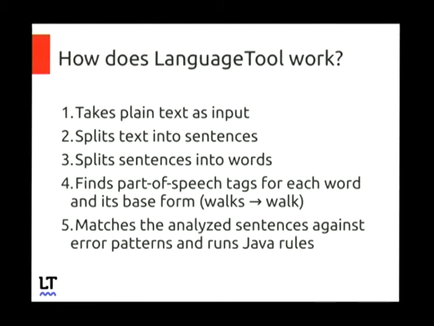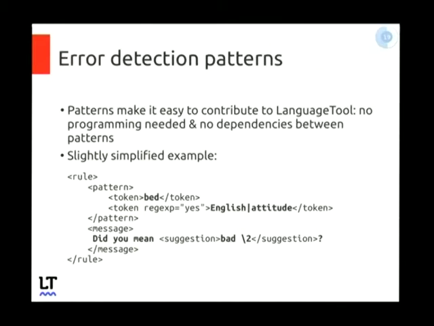Now we have this analyzed text, and over this analyzed text we run some Java rules, but most importantly we run some error detection patterns. These patterns are kind of the core of LanguageTool, and I'll now explain how these work. The basic idea behind these error detection patterns is to be simple first, so you don't have to be a software developer to contribute new rules. And the other idea of patterns is that they are all independent. So even if you add a new rule, you cannot break any of the existing rules. That's often unlike in software development, where you change something and something else breaks.